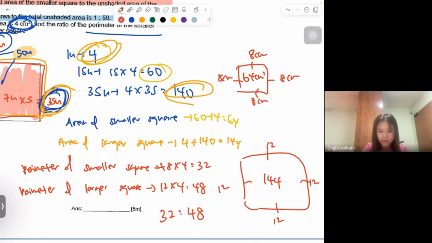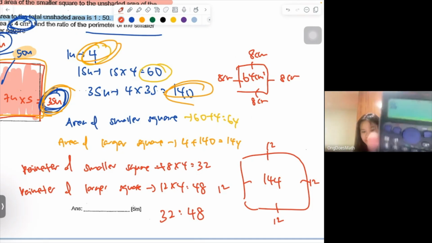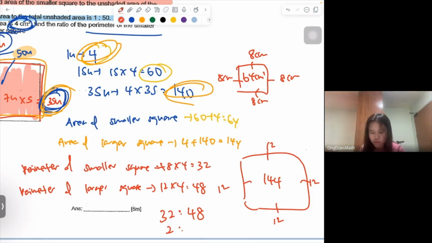How to simplify using your calculator? Just key in the fraction of 32 over 48. And you press the equal sign, you should get 2/3. So the ratio is 2:3. Answer is 2:3.